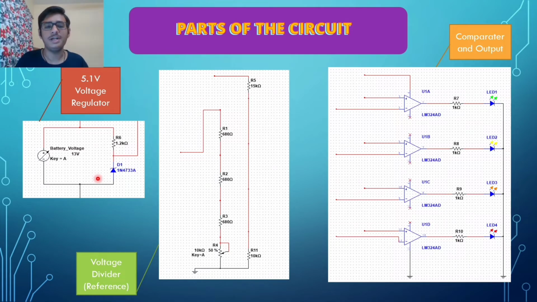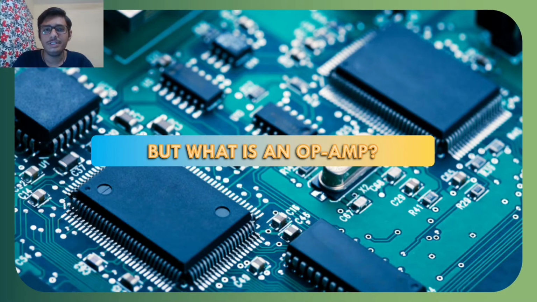The first part is a 5.1 volt voltage regulator made using a Zener diode and a series current limiting resistor. The second part is a voltage divider which will provide us with reduced car battery voltage and some reference voltages against which our reduced car battery voltage will be compared. And the last part is the comparator and the output, which is made from op amps, some LEDs, and current limiting resistors.